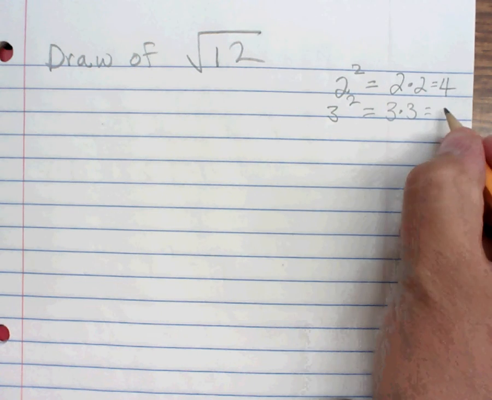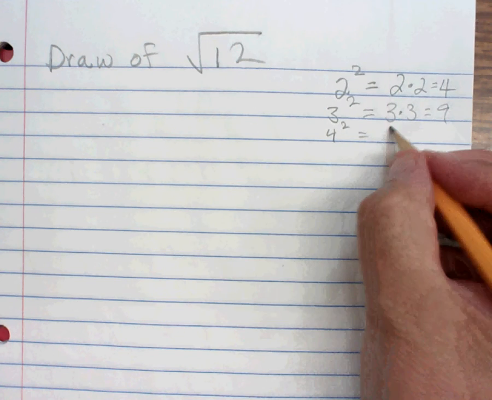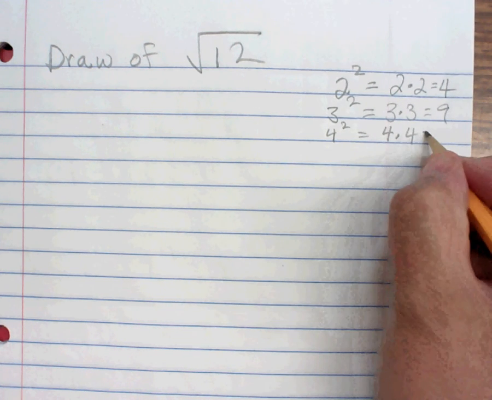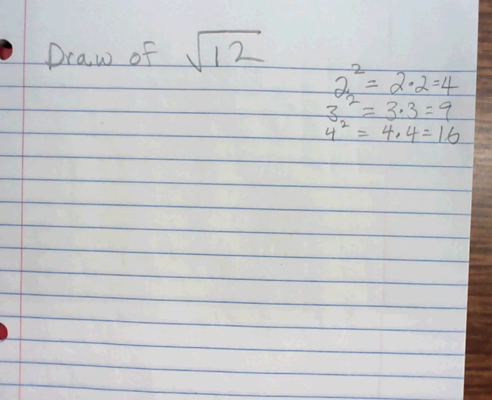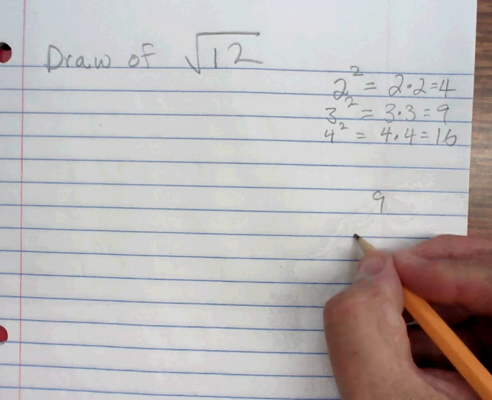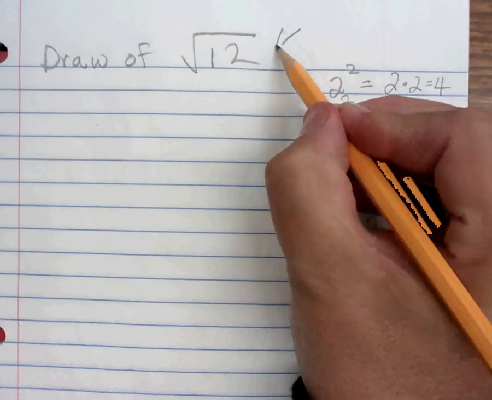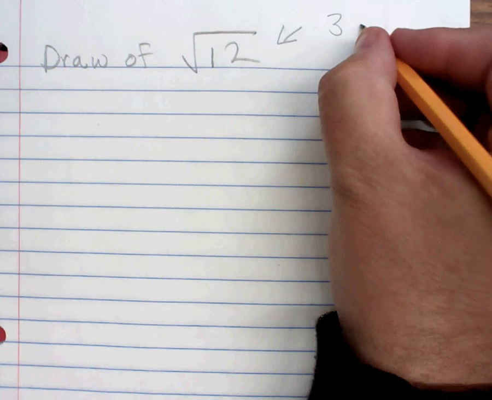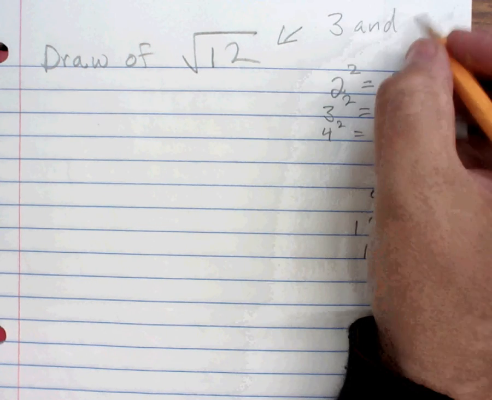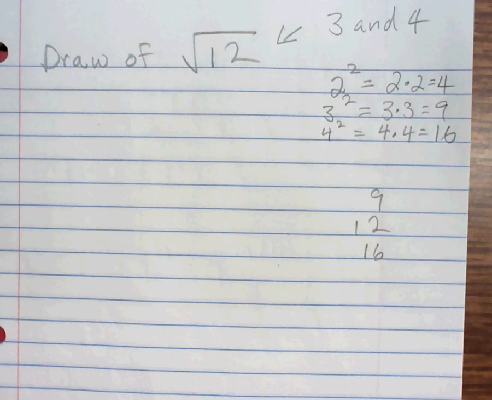9. And what is 4 squared? 16. Where does 12 fall? 12 is a number between 9 and 16. So if I plug this in the calculator, it's going to be between 3 and 4. It's going to fall in the middle of 3 and 4. It's going to be 3 point something. It's going to be a decimal.